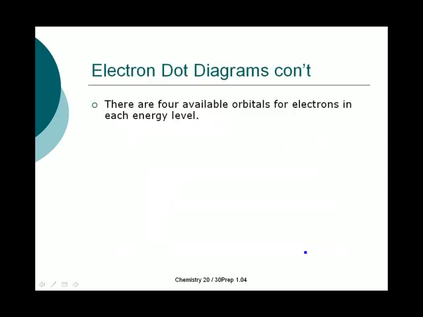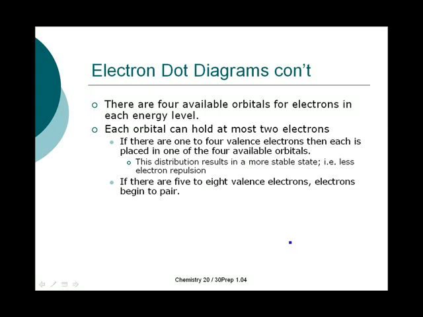So for drawing electron dot diagrams, each atom has 4 available orbitals in each energy level. And each orbital can hold at most 2 electrons, so that's how you get your 8. 4 orbitals of 2, 4 times 2 is 8.